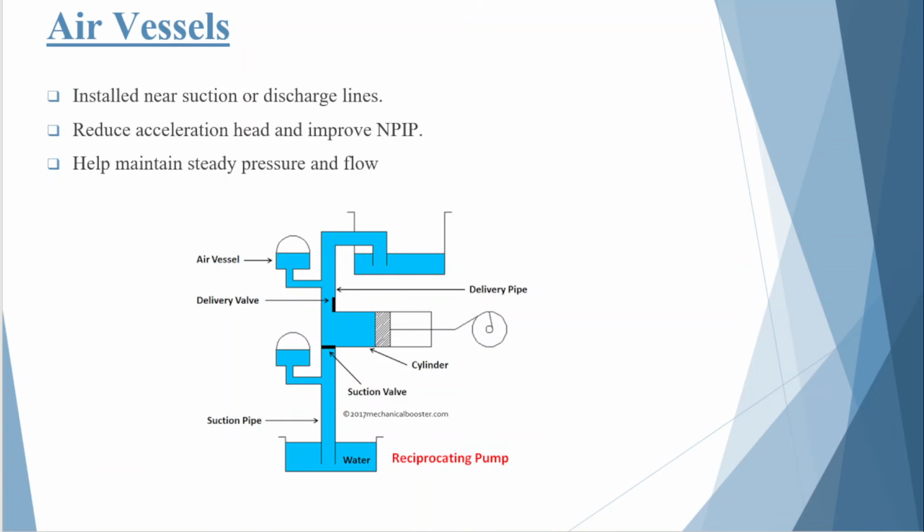The benefits of installing an air vessel include reduction in acceleration head, improved net positive inlet pressure, reduced cavitation risk, lower vibration levels, reduced pressure pulsations, less valve wear, longer equipment life, and lower power consumption. Because of these advantages, air vessels are widely used in high-pressure reciprocating pump installations throughout the oil and gas, refinery, chemical, and water industries.